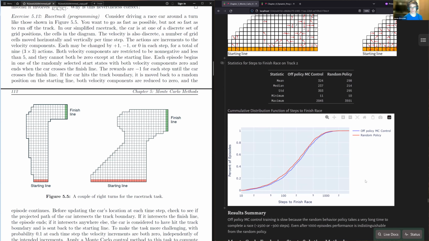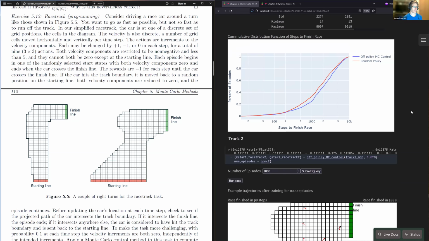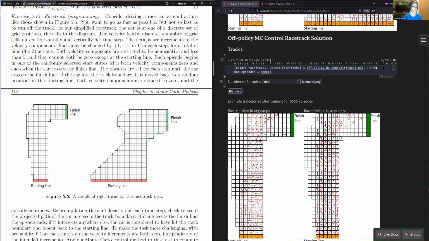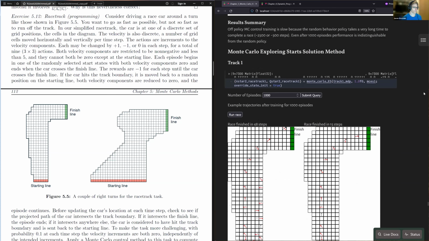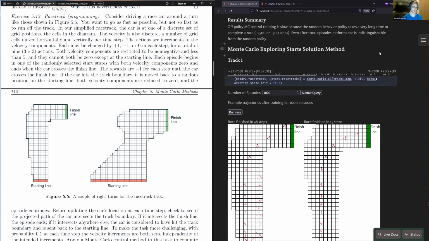And I would say the reason why this isn't working is because it's very slow to learn, because I'm using the random policy for the behavior policy, and we saw earlier that it takes thousands or hundreds of steps to complete the race. So even running this for 1,000 episodes, which is not very many, it takes like 3 seconds because each episode is very slow. But if you compare that, here it's the exploring starts method.